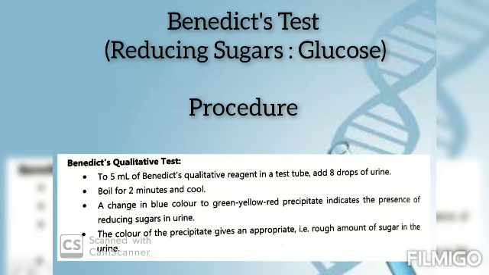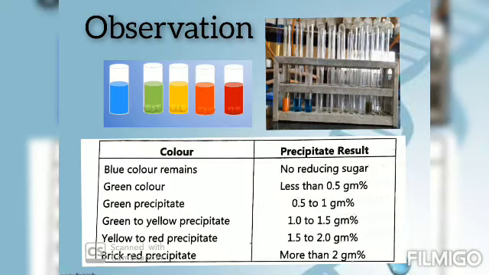We have to add the 5 ml of Benedict reagent. And this is the observation. The blue, green, yellow, red and brick red colors are observed due to the presence of sugar. Blue color remains, that is no reducing sugar. Green color means less than 0.5 gram.